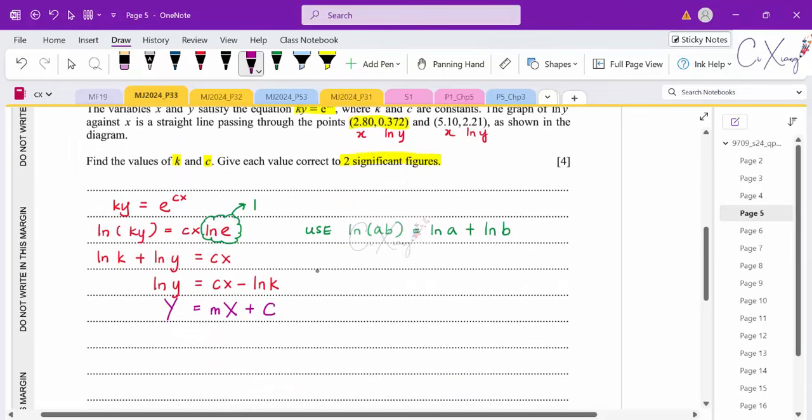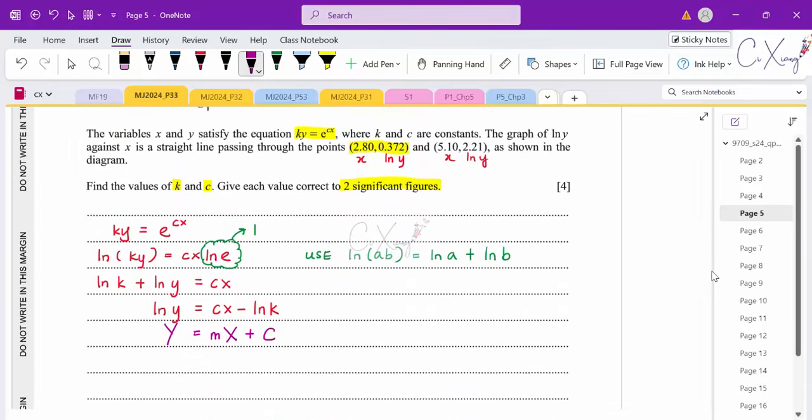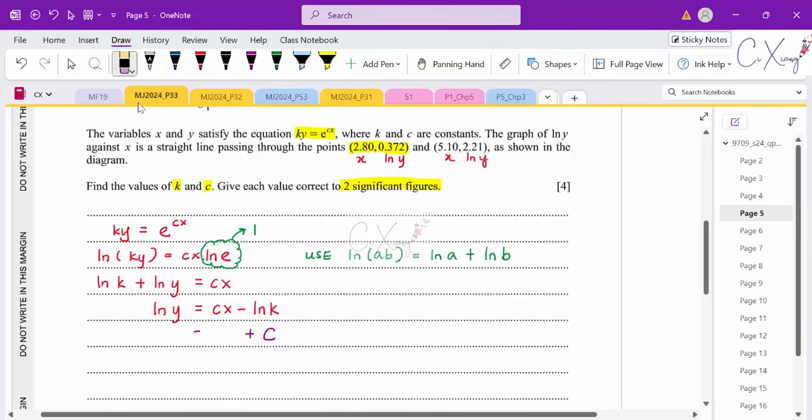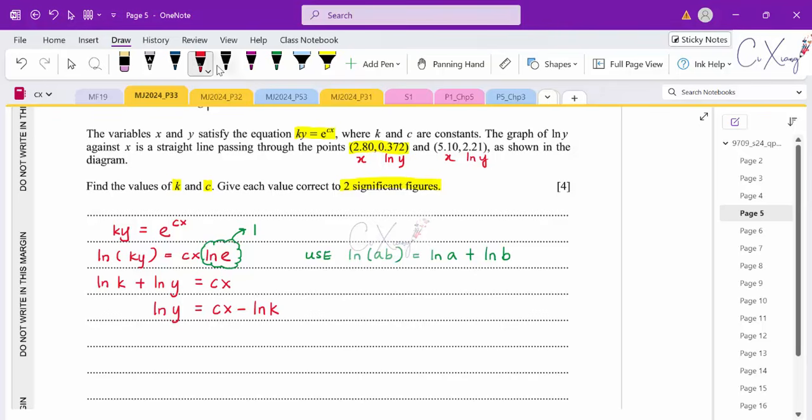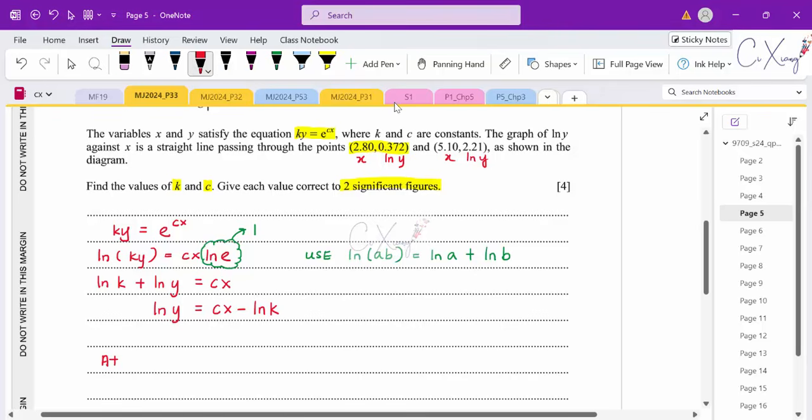Okay. Right, so my aim now is to find out the values of k and also c, right? So I will use the information given in the question. So at the point of 2.8 and also 0.372, how will my equation look like? So my equation looks like this. 0.372 is the ln y, equals 2.8 is the x, and then c minus ln k. If I rephrase it, I will have ln k equals 2.8c minus 0.372. And I will make it the first equation.